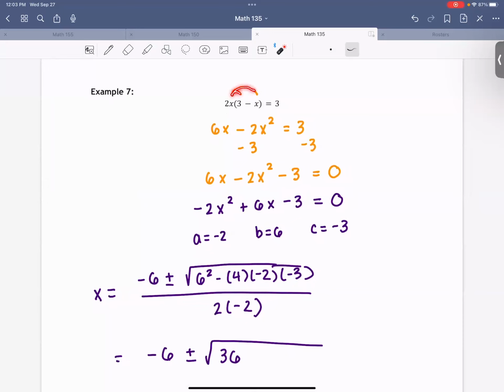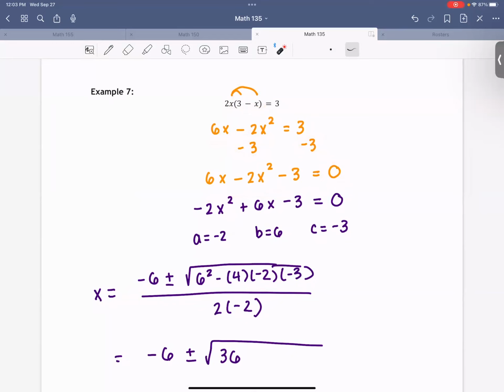The first thing we did was distribute. So we got an expanded version of this multiplication on the left-hand side. After that, with the quadratic formula, you need one of the sides to be 0. So I just subtracted 3 on both sides. So I got 0 on one side. So everything's on the left-hand side, 0's on the right-hand side.